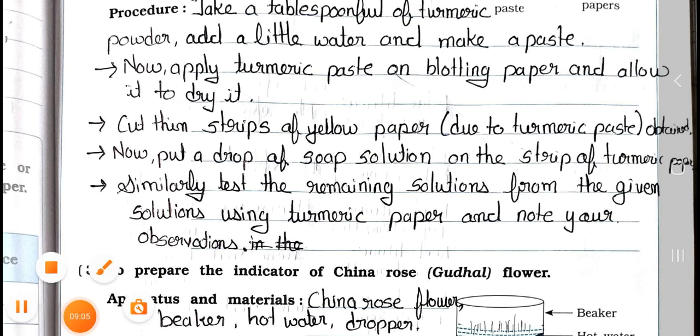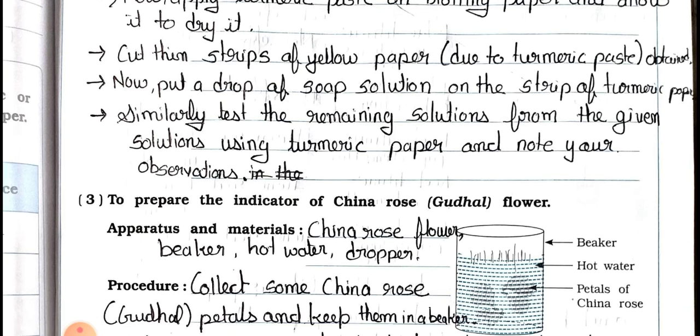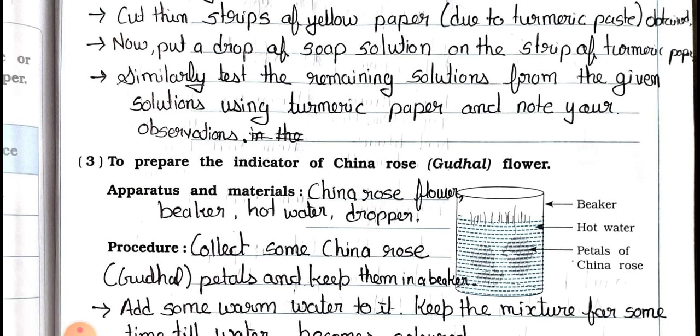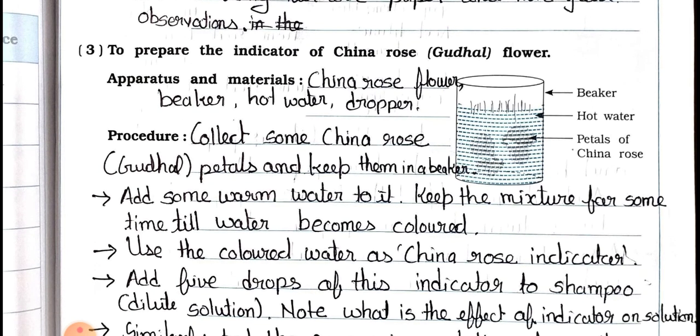The next step is to cut thin strips of the yellow paper obtained due to the turmeric paste. Now put a drop of soap solution on the strip of turmeric paper. Similarly, test the remaining solutions from the given solutions using turmeric paper and note your observations. Now see number 3.